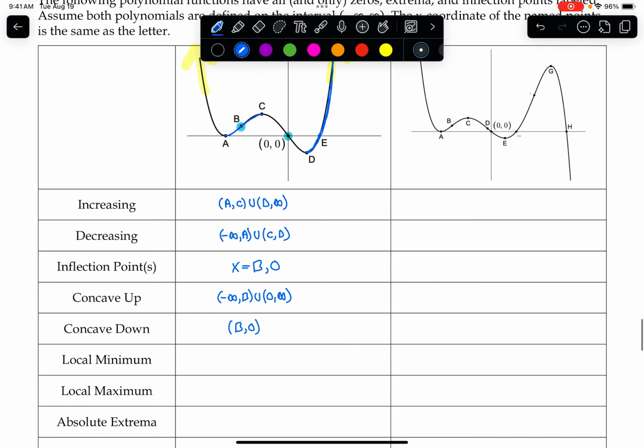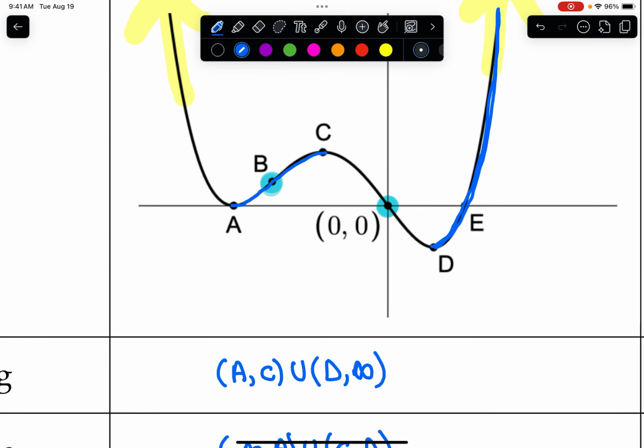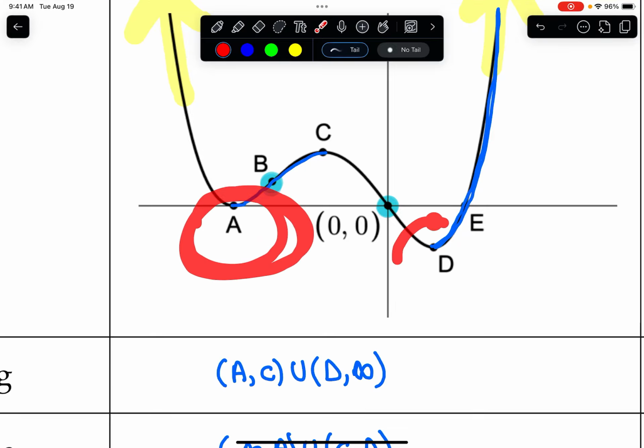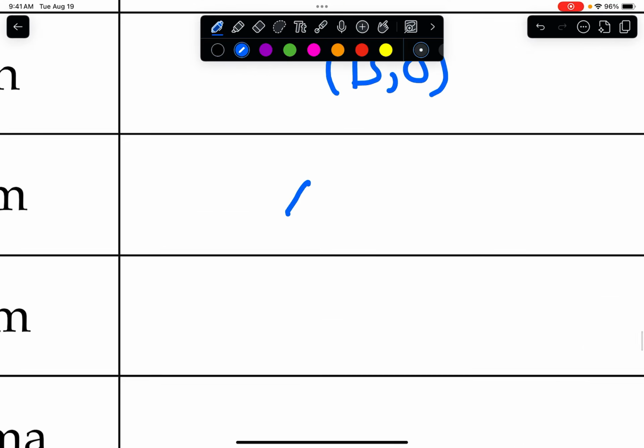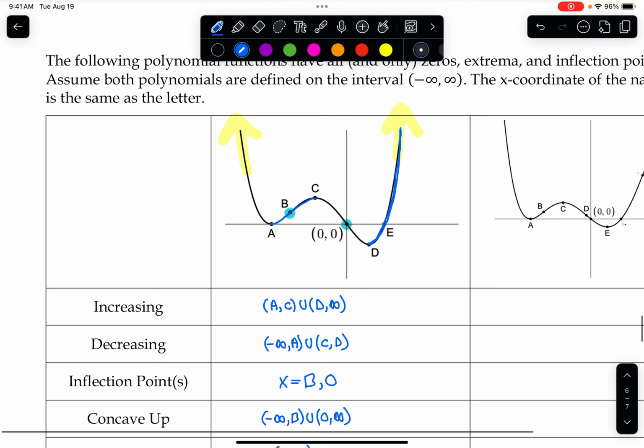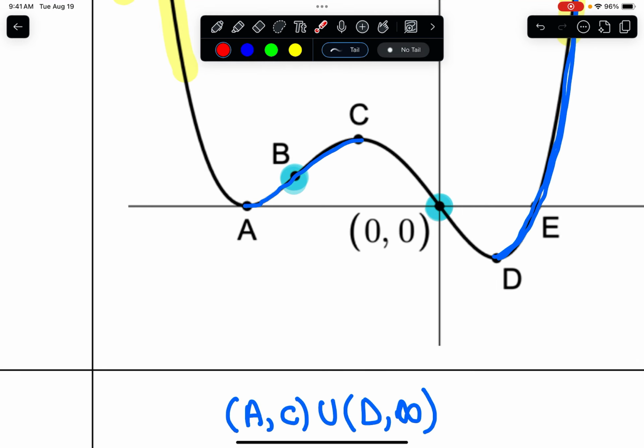So a local minimum is anytime we go from decreasing to increasing. Anytime we go from decreasing and then switch to increasing, that means we're going to have a minimum. We also go from decreasing to increasing over here. So we're going to have a local minimum at x equals A and point D. A local maximum is going to happen when you have a change in direction from increasing to decreasing. The only one that we're going to have in this case is going to be at point C.